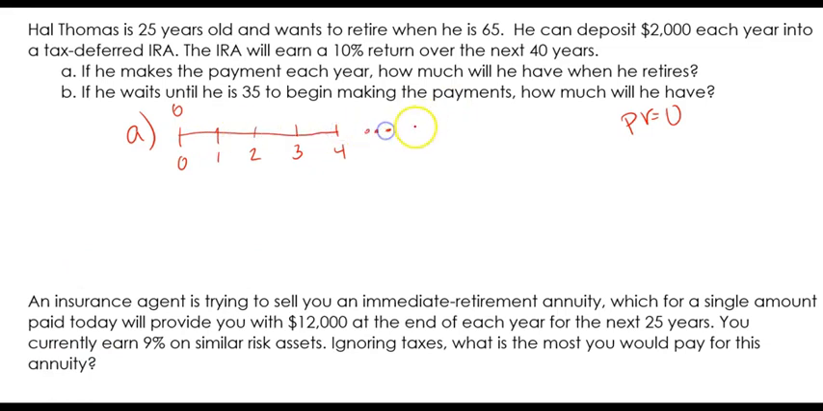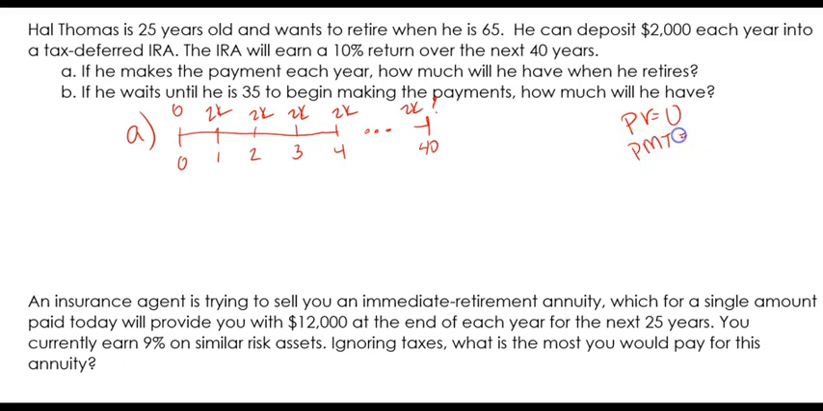He's going to start making deposits, and he's going to make them for the next 40 years. So he can deposit $2,000 every single year. How much will he have at retirement? So we know that we're looking at an annuity here because the cash flows are equal, periodic, and finite. The 3 qualifications for using your payment button: equal, periodic, and finite.